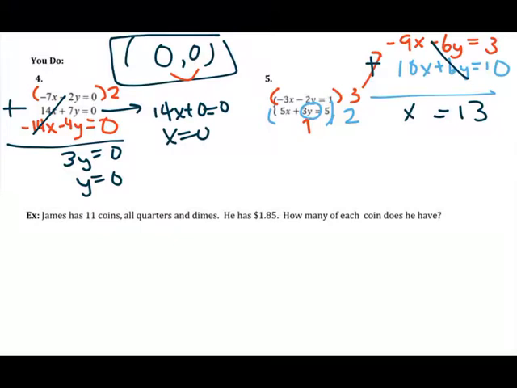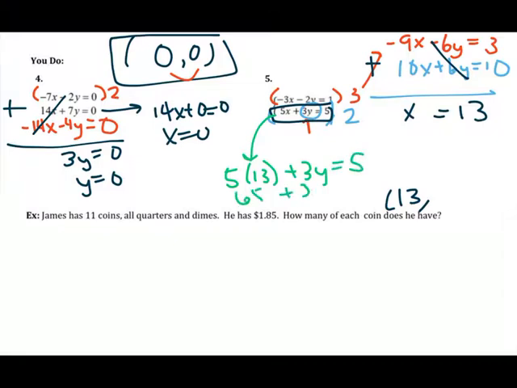Now that I have x, I can use any of these 4 equations, the first 2 or the new 2, to find my y value. So I want to use the smallest numbers and the fewest negative signs. So I'm going to take this equation in green. 5 times the x I just found plus 3y equals 5. This is going to give me 65 plus 3y equals 5. That's going to give me that 3y equals -60, so y is going to be -20. So I have the ordered pair 13, -20.